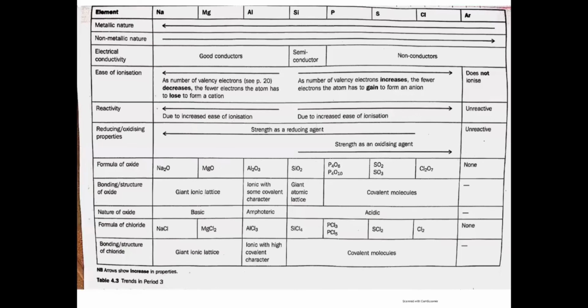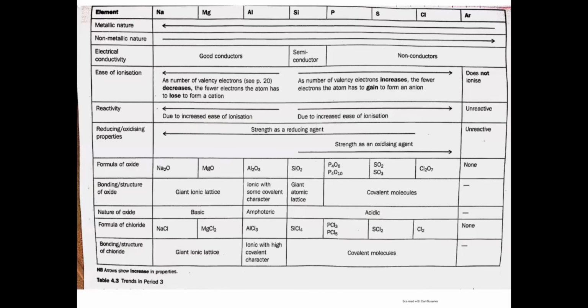Right, so in front of us, I have a table that shows you all the elements in period 3. So you have sodium, which is Na, Mg is magnesium, Al is aluminum, Si is silicon, P is phosphorus, S is sulfur, Cl is chlorine, and Ar is argon.